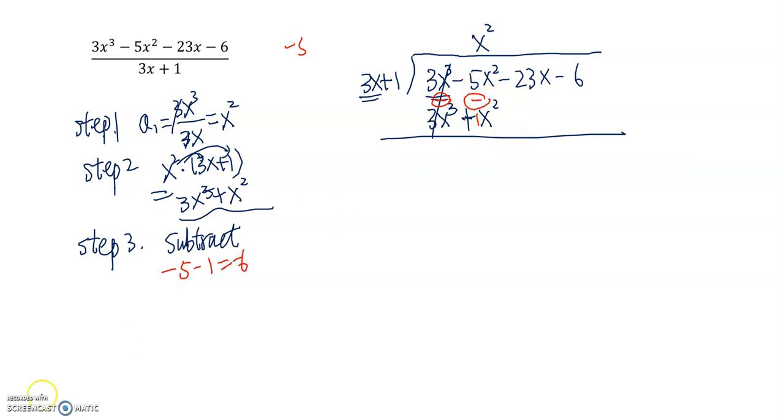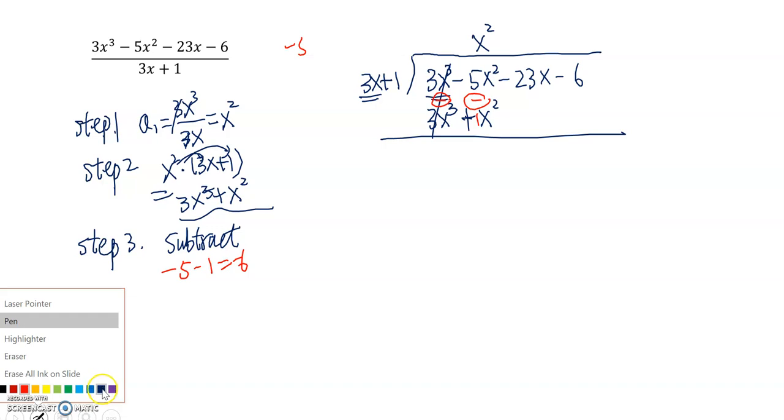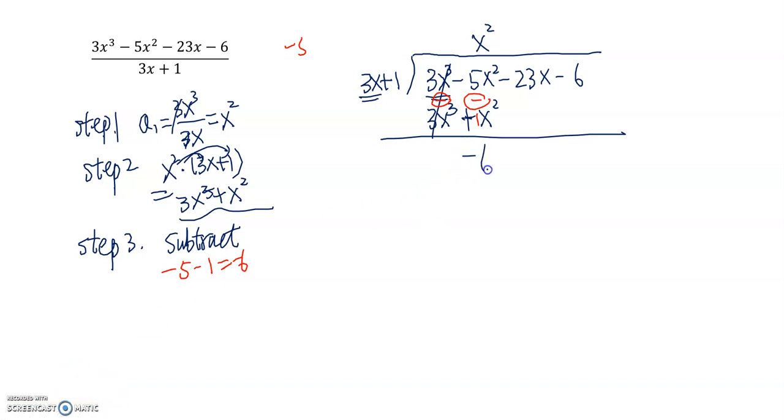So after we subtract them, we're going to get -6x squared. We have to be very careful. We have to do subtraction between them, not addition. So the answer will not be -4. A common mistake is that some students think -5 plus 1 is -4. But there is another minus. We have subtraction we've got to do. Okay, so we've finished the first round of division. Now we're going to bring down 23x and repeat the process again.